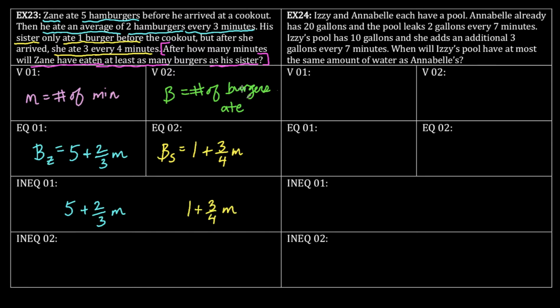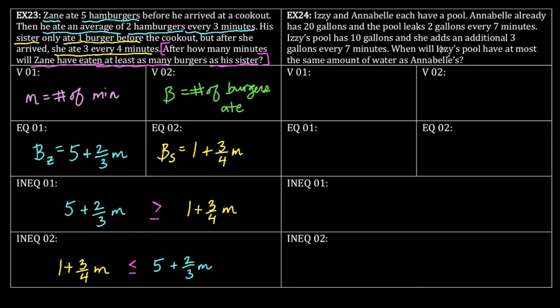And we want to know when Zane will have eaten at least, so Zane more or equal. And don't forget that we could write this the other way around: 1 plus 3 over 4 m is less than or equal to 5 plus 2 over 3 m. All right, I'm just going to do one more, and then I'm going to fill out the rest and leave them in the notes, but I don't want this video to take even longer.